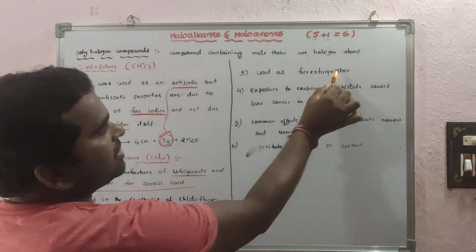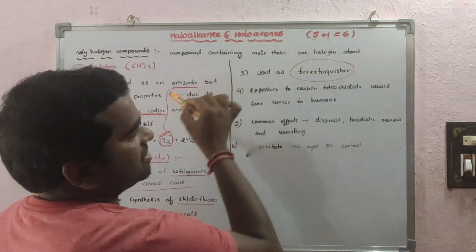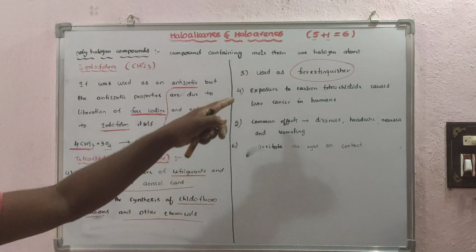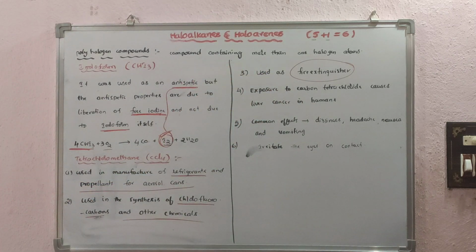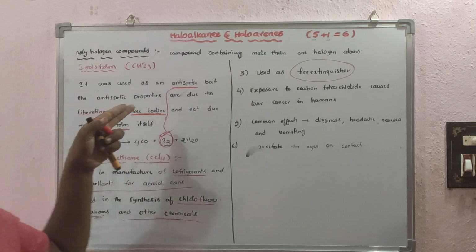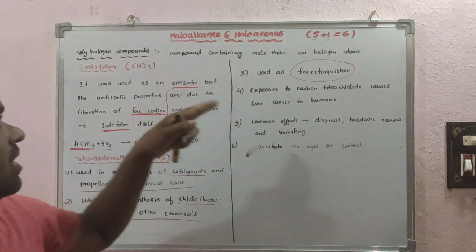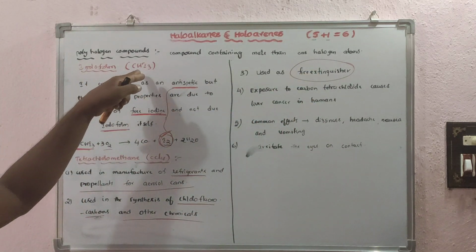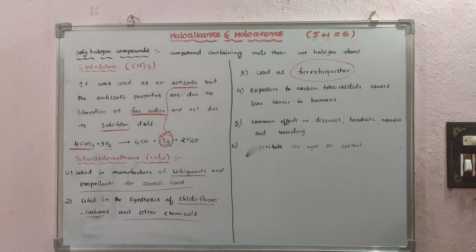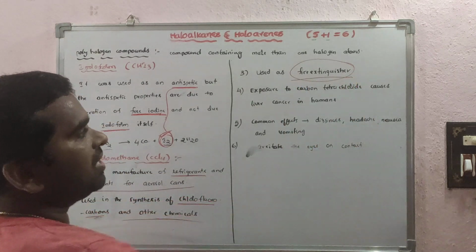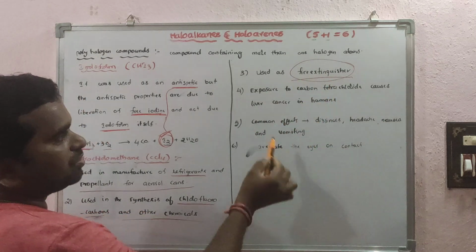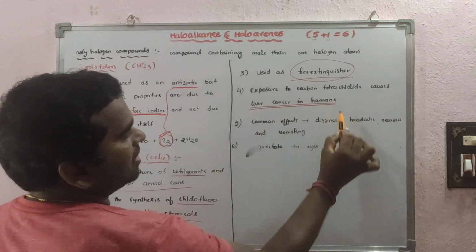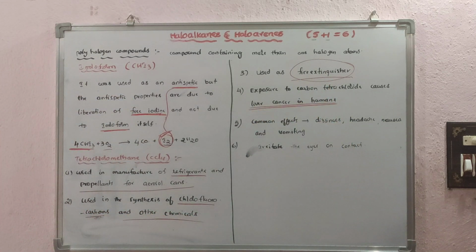Very important: it is used as a fire extinguisher. Sometimes this question is asked in competitive examinations also. Which of the following compounds is used as a fire extinguisher? CH2Cl2, CHCl3, CHI3, and CCl4. CCl4 is used as a fire extinguisher. Clear? And if it is exposed into the air, it causes liver cancer in humans.